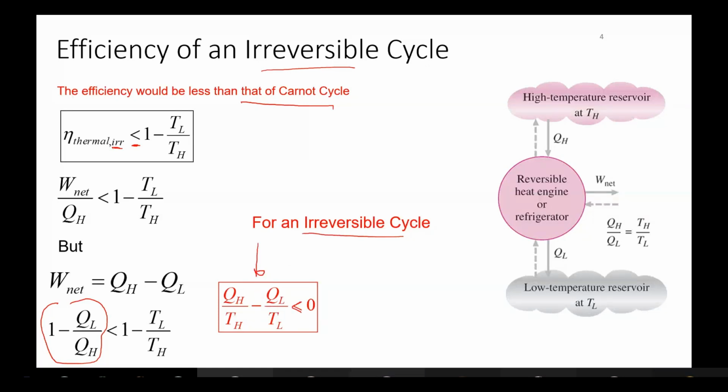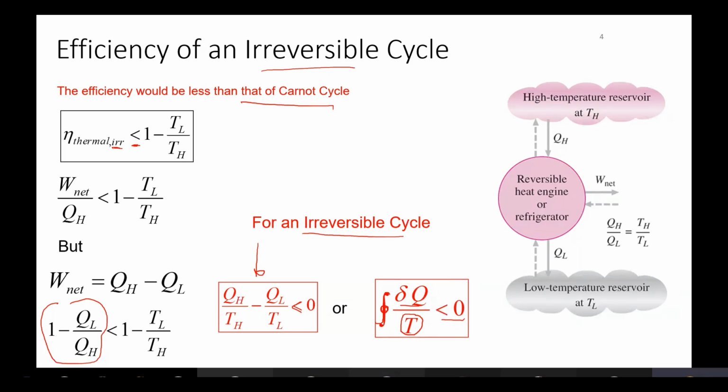That means for an irreversible cycle, the integral of heat additions with regards to their respective temperatures would essentially be less than 0. Clear?